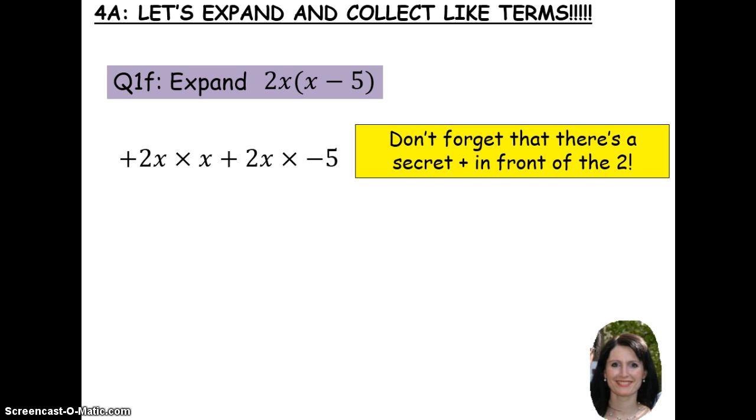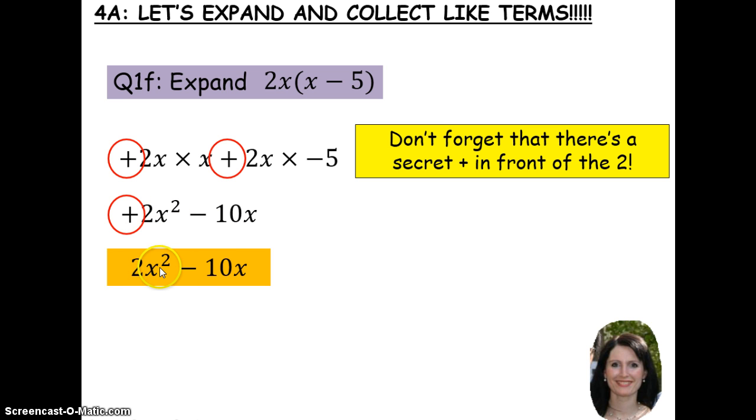It gives me positive 2x times x, positive 2x times negative 5. Note that I just multiply everything outside the brackets by everything inside the brackets. There are my secret positive signs. When I do that, I get 2x squared minus 10x. For my final answer, I don't want to put that positive in front. I can take it away at that stage.